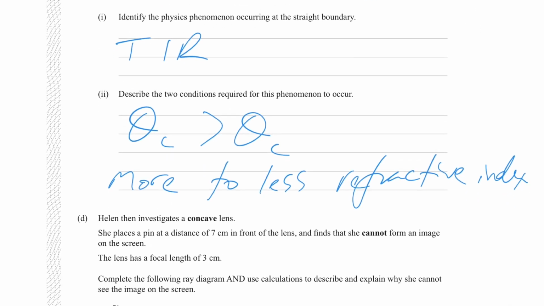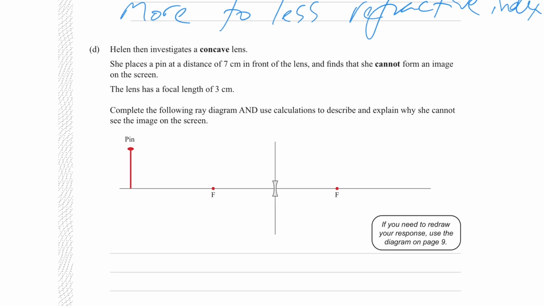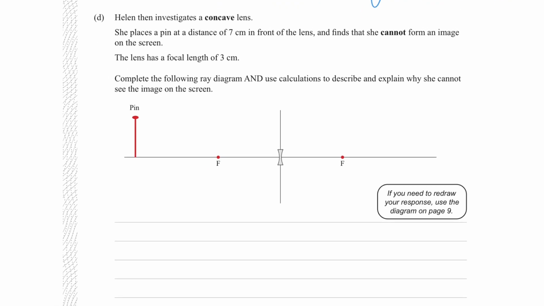Okay, D. Helen investigates a concave lens. She places a pin at a distance of 7 centimeters in front of the lens. That means the focal point is less than 7 centimeters. Oh, there you go, 3 centimeters. So 3, and from there to there it's 7.